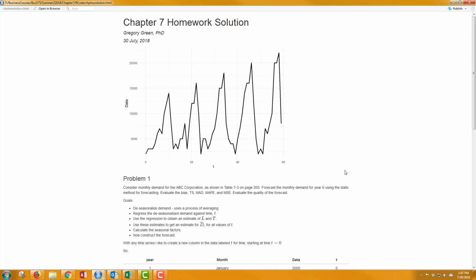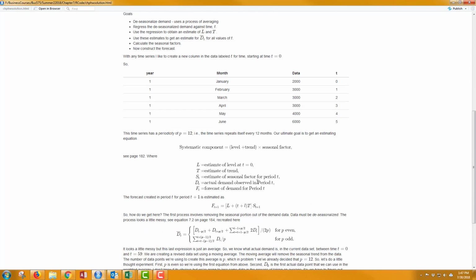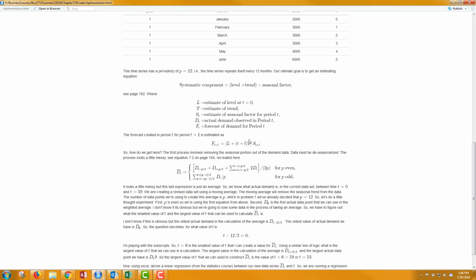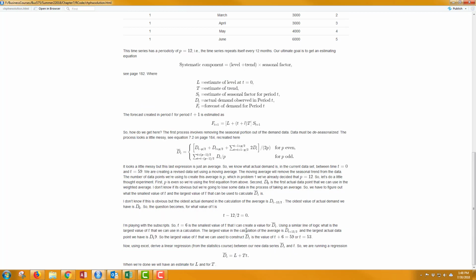Problem 1 in Chapter 7 deals with estimating demand for a business based on historical information. The estimate we're looking for looks something like this equation, where I'm calculating a systematic component of demand, which is the sum of the level and the trend, and then adjusted, stretched, or compressed based on some seasonal factor.